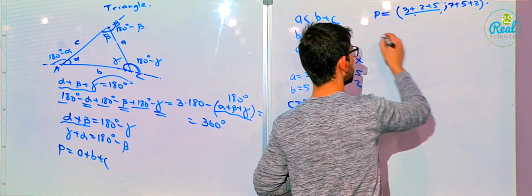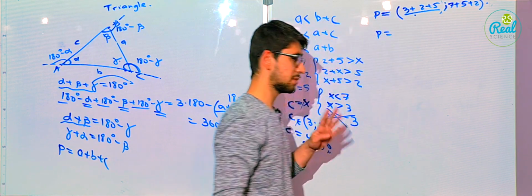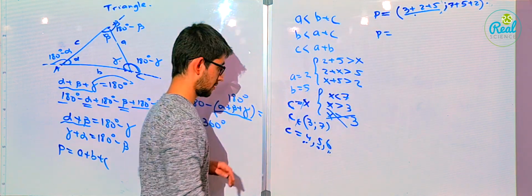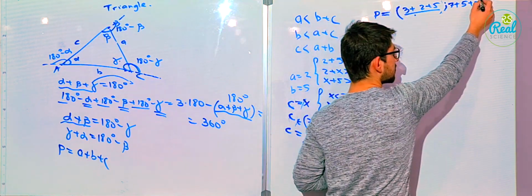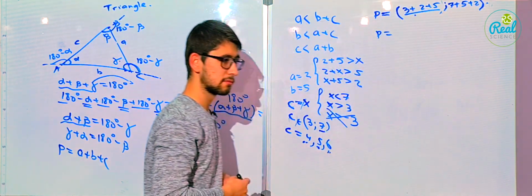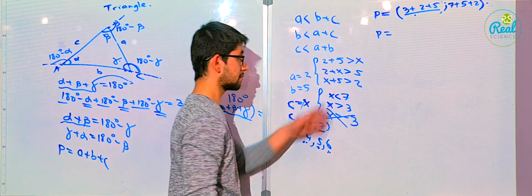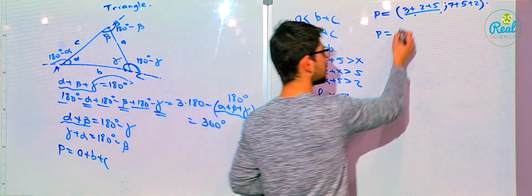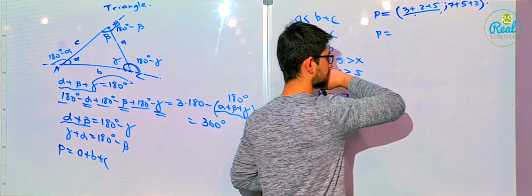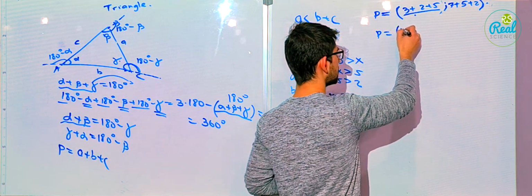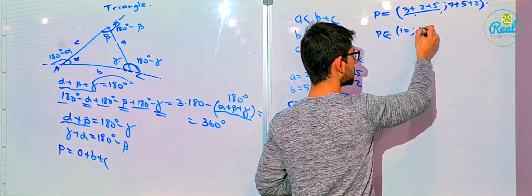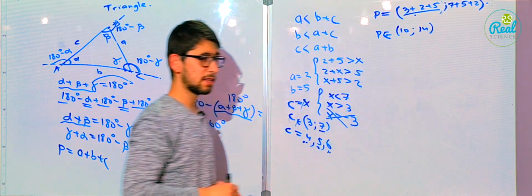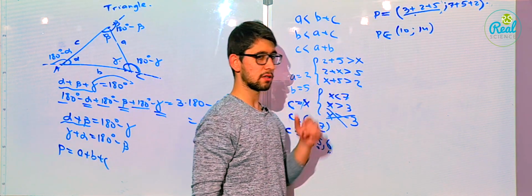You said but it can't be 7. Yes, it can't be. That's why we are not having a rectangular bracket here. They are not included, and 3, 2. Yes, it is not included. You see? So 3 plus 2 plus 5 is 10, right? And 7 plus 5 plus 2 is 14. So your parameter will lie between 10 and 14.